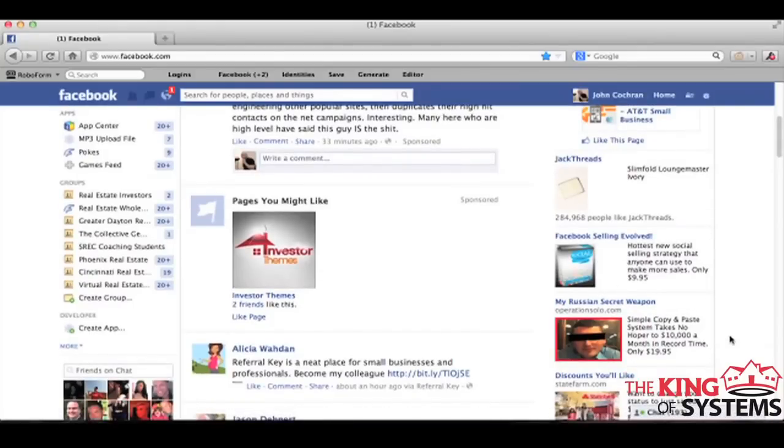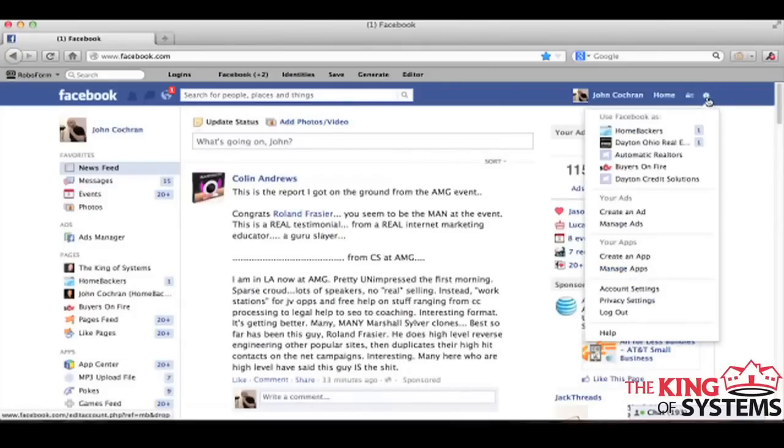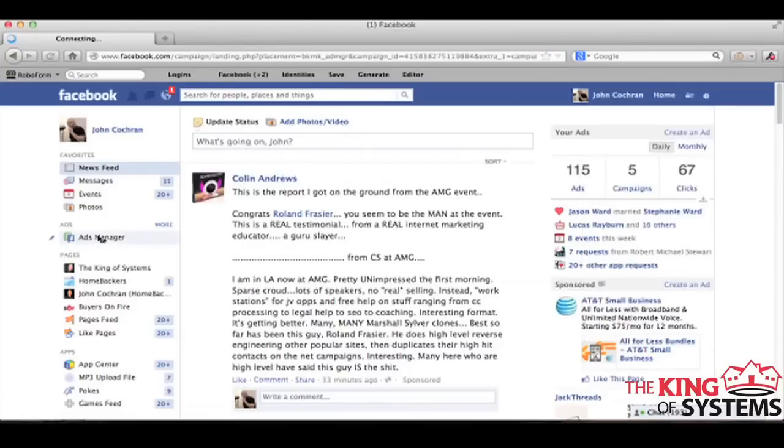But how do you create these? How do you create these ads and then start driving buyers to them? Very simple. You need to go up to this little wheel right here, and go to your ads and create an ad, or manage your ads. You can either do it right over there by going up to that wheel, or you can just go through right here to the ads manager. I personally use this ads manager. It takes you to the same exact place though.